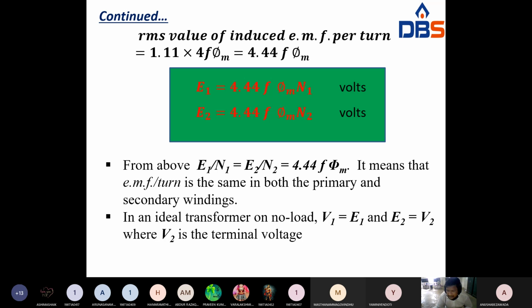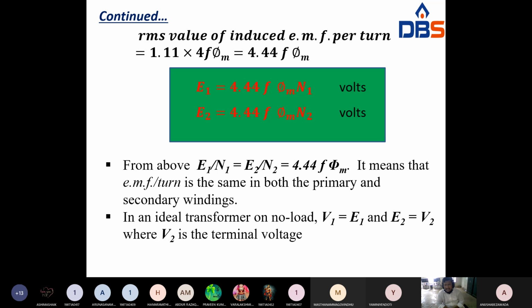We know phi m is nothing but Bm into A, right? So 4.44 f Bm into A into N1 volts, 4.44 f Bm into A into N2 volts, right? Suppose we have to eliminate the flux. From the above equations, divide equation 1 by equation 2, that is divide E1 by E2. 4.44 f phi m cancel each other. E1 by E2 is equal to N1 by N2. Otherwise, E1 by N1 is equal to E2 by N2.